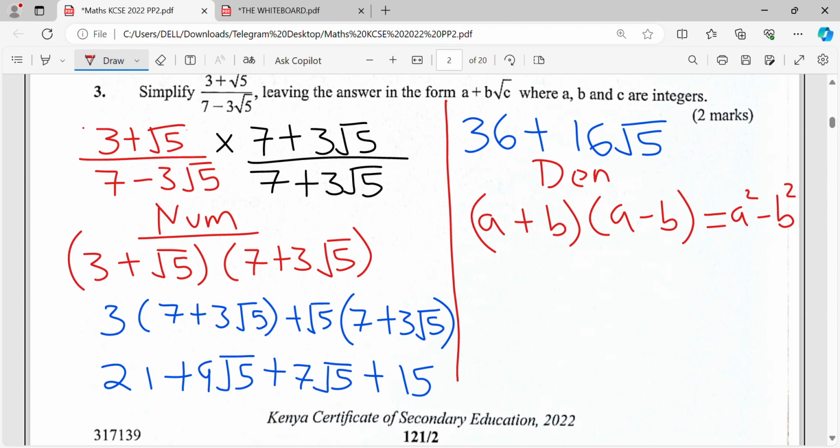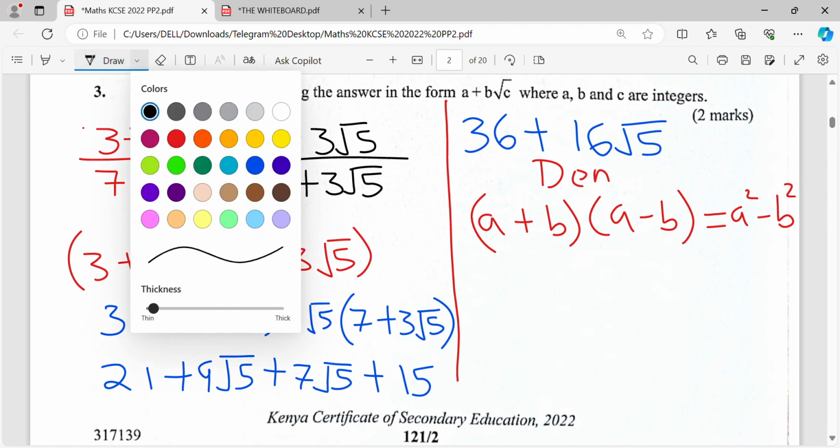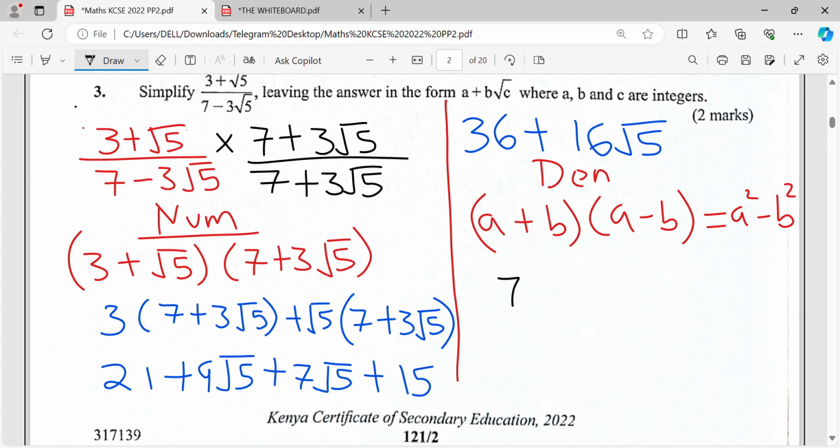So mathematically, they say that when these two numbers, the difference is only plus and minus, then you are allowed to square a, then square b, then in the middle you put minus. That is what I'm saying. Okay? So our a is the first one, 7, and our b is 3 root 5. So you just square our a. So our a is 7.